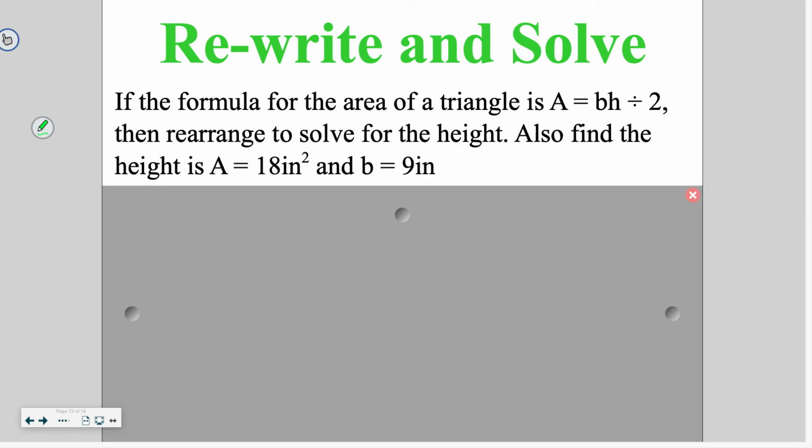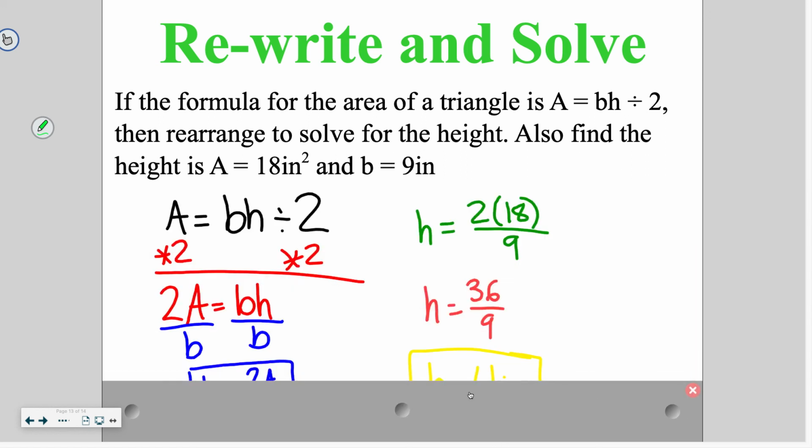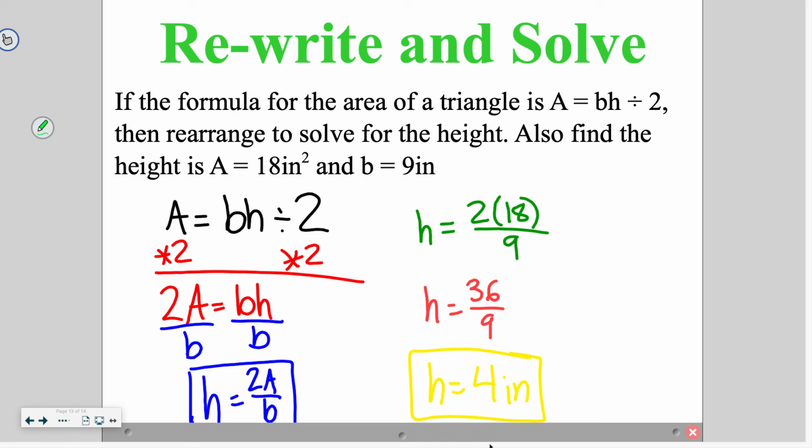Go ahead and rearrange this area formula and try this one on your own. Rearranging for the height, you're going to have twice the area over the base. Plugging in your given information, you find that for this particular triangle, the height is 4 inches.